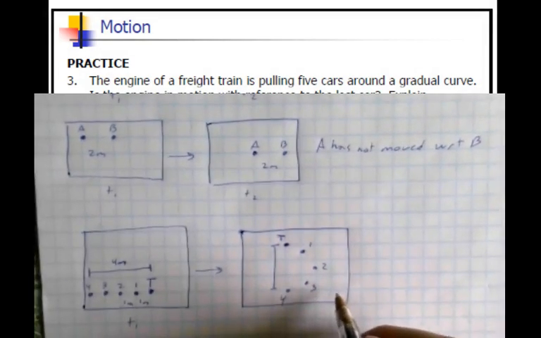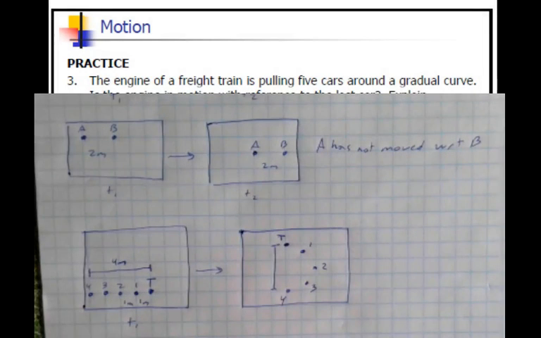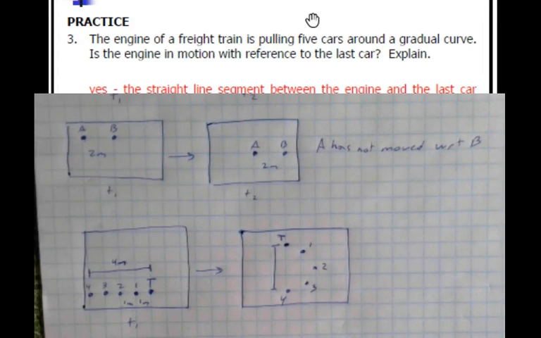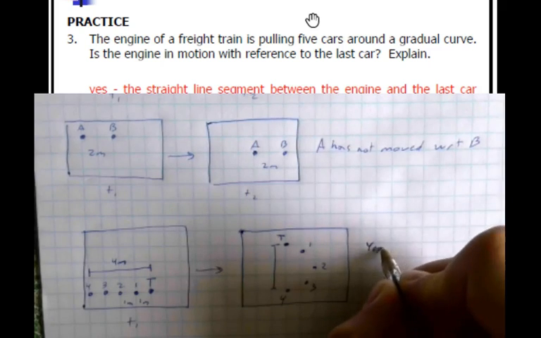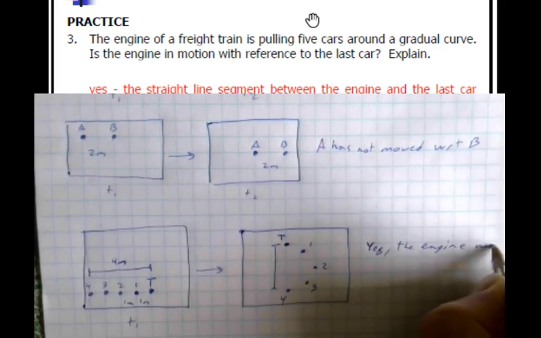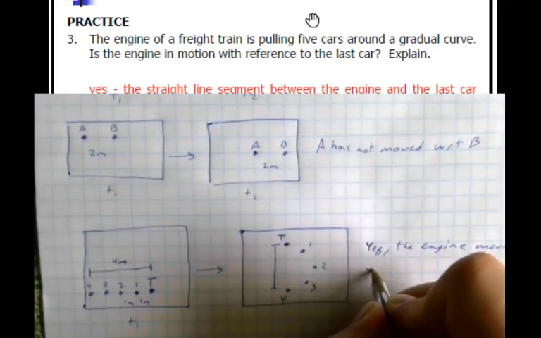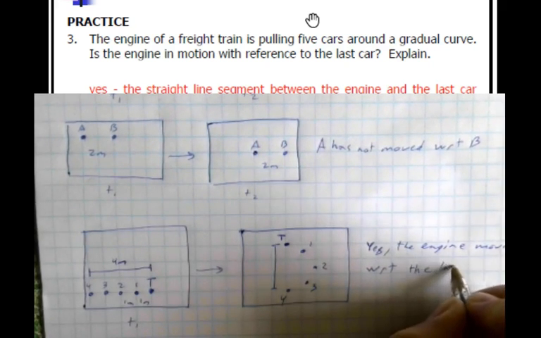So in this case, the question again was, was the engine pulling 5 cars, the idea is the same, is the freight train engine moving with reference to the last car? And we can say that yes, the engine moves, and again, short form for with respect to, WRT, the last car.